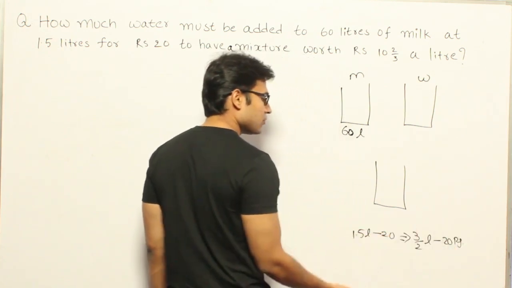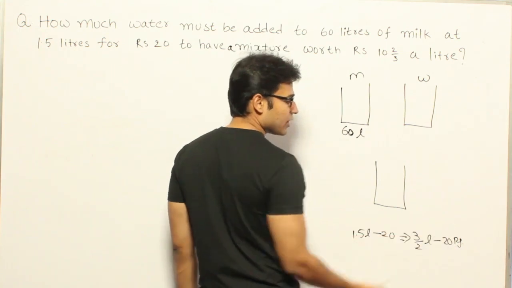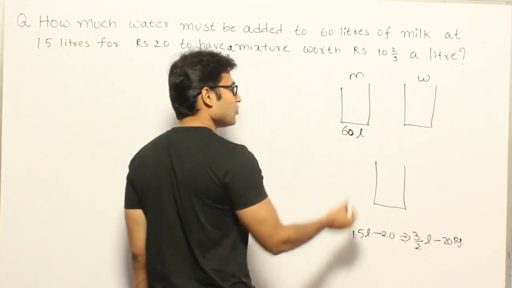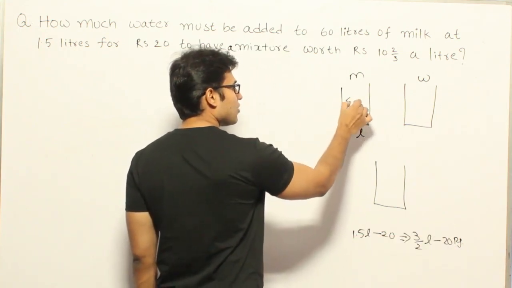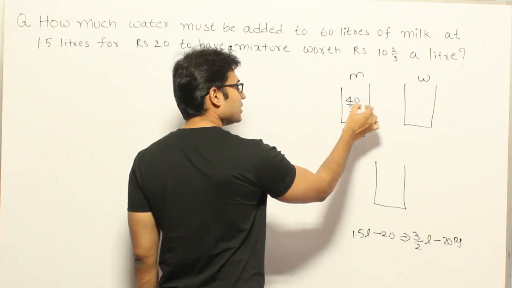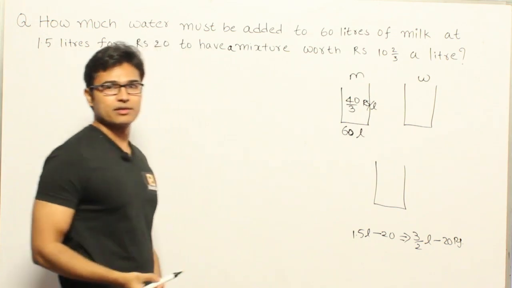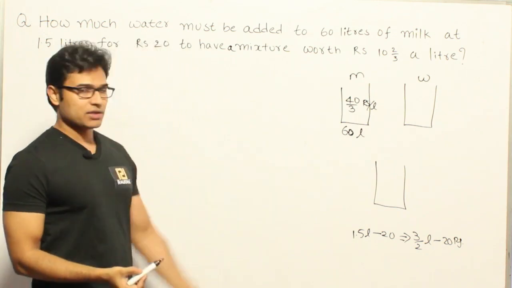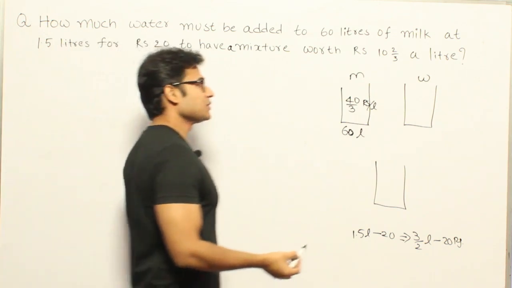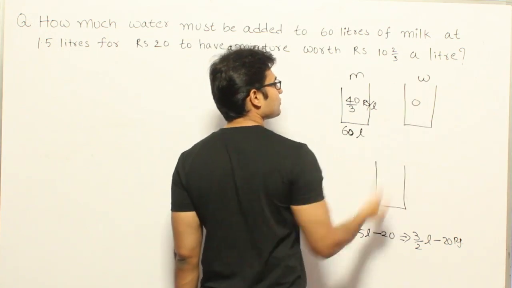Now for 1 liter what will it be? Multiply by 2 and divide by 3, it is 40/3. Therefore the cost of this one is 40/3 rupees per liter. That is the cost of milk. Now you can assume that water is free, so which means the cost of water is 0.